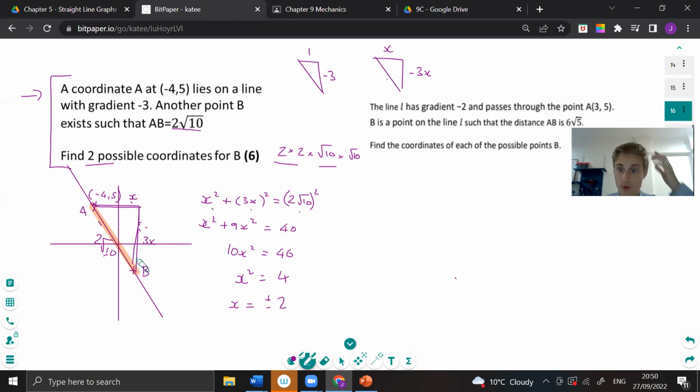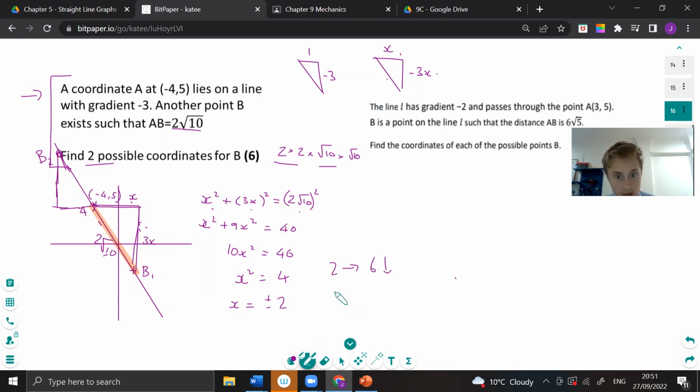Interestingly, I kind of went to the right as a bias, but really it could have gone up here, couldn't it? The point could have been up here. So there's sort of like 2 choices. B could have been there, or B could be there. So you can go 2 to the right. If you go 2 to the right, how far should you go down? Have a think about it. So you should go 6 down.